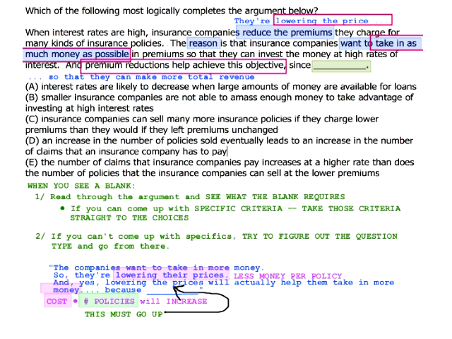So if you look at the choices, let's see what we have. Interest rates are likely to decrease. We don't care because we're talking about what happens when they are high. So it doesn't matter what they do when they decrease. Small insurance companies, there's no distinction between smaller and larger here. If this was relevant, we would have to have something in here about small companies do this, big companies do that.